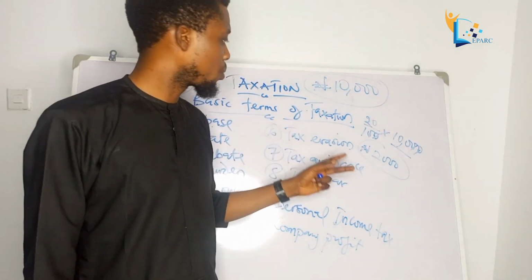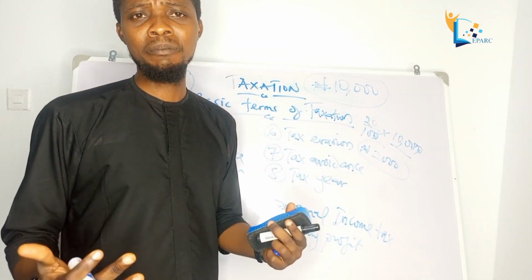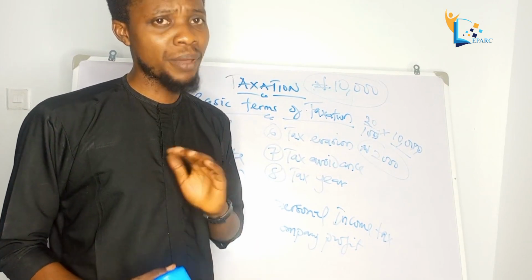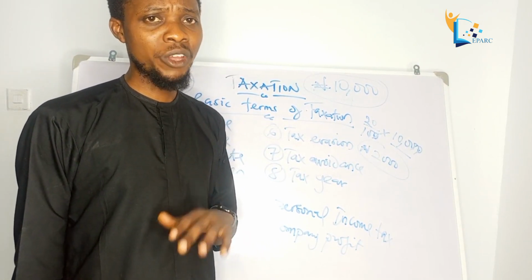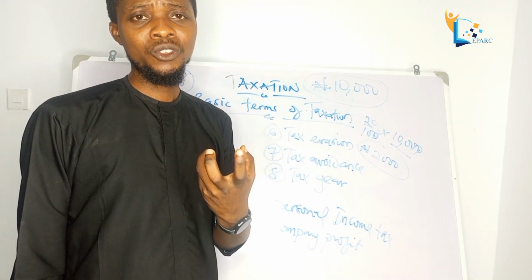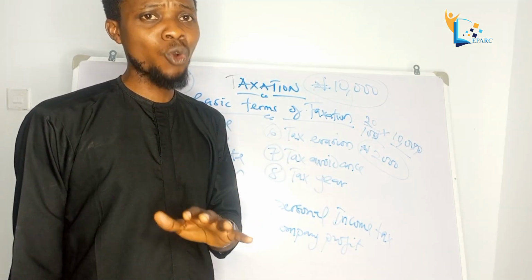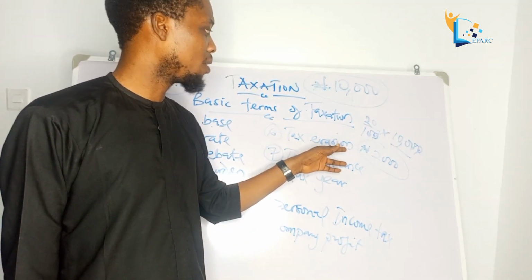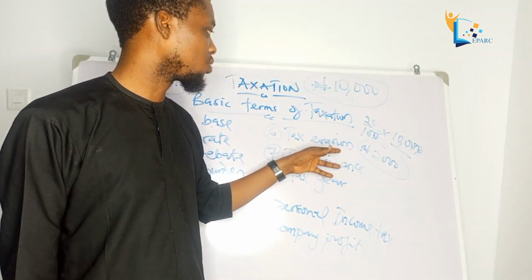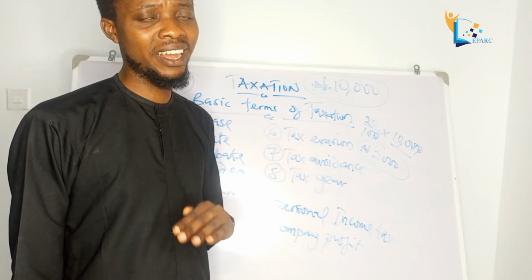So when we talk about tax evasion, it is when you use illegal means to actually dodge or avoid paying your tax. For example, when you misstate your profits or you misstate your source documents to give false information about your tax. It's known as what? Tax evasion. You're trying to evade your tax using illegal means.